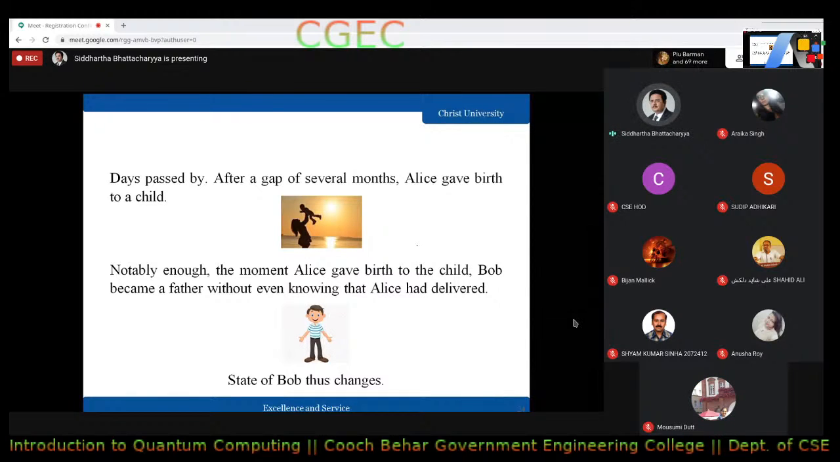That means Alice has become a mother. But obviously, Bob, residing far away in the United States, does not know that Alice has become a mother. But it is quite obvious that when Alice became a mother, Bob simultaneously became a father, no matter whether Bob knows the event or not. That means the state of Bob changes from not father to father the very moment Alice becomes a mother.